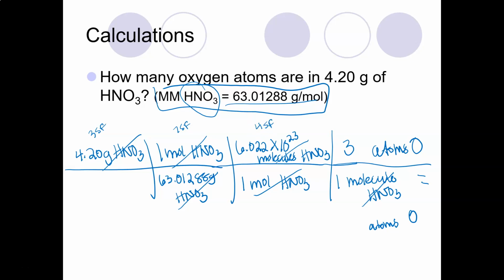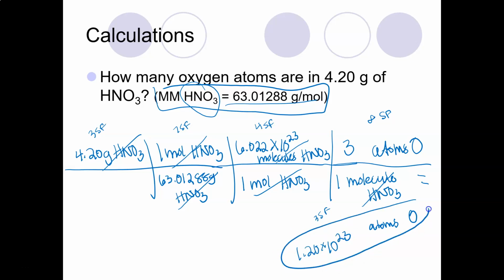Well, isn't this exact? In 1 molecule of nitric acid, there's exactly 3 atoms. There's not about 3 atoms. There's exact. So that's an infinite number of sig figs. So what's smaller? 3, 7, 4, or infinity? Well, our answer should have 3 significant figures. And when I do this math, I get 1.20 times 10 to the 23rd atoms of oxygen.